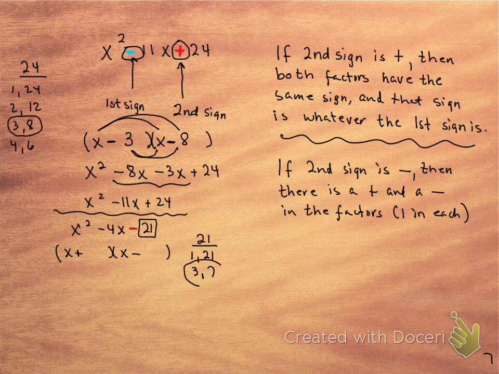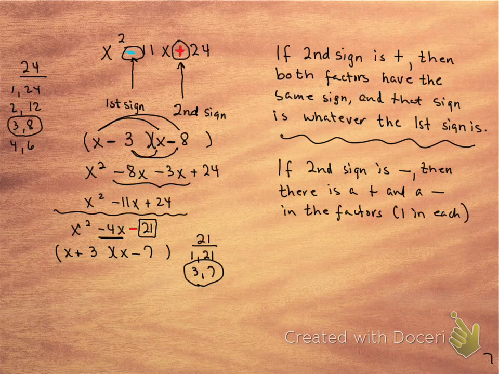Well, we know that 7 minus 3 is a positive 4. So instead of a positive 4, we need a negative 4. That means in order to get that negative 4, the 7 has to be negative and the 3 has to be positive, because 3 minus 7 is negative 4. And positive 3 times negative 7 is negative 21.